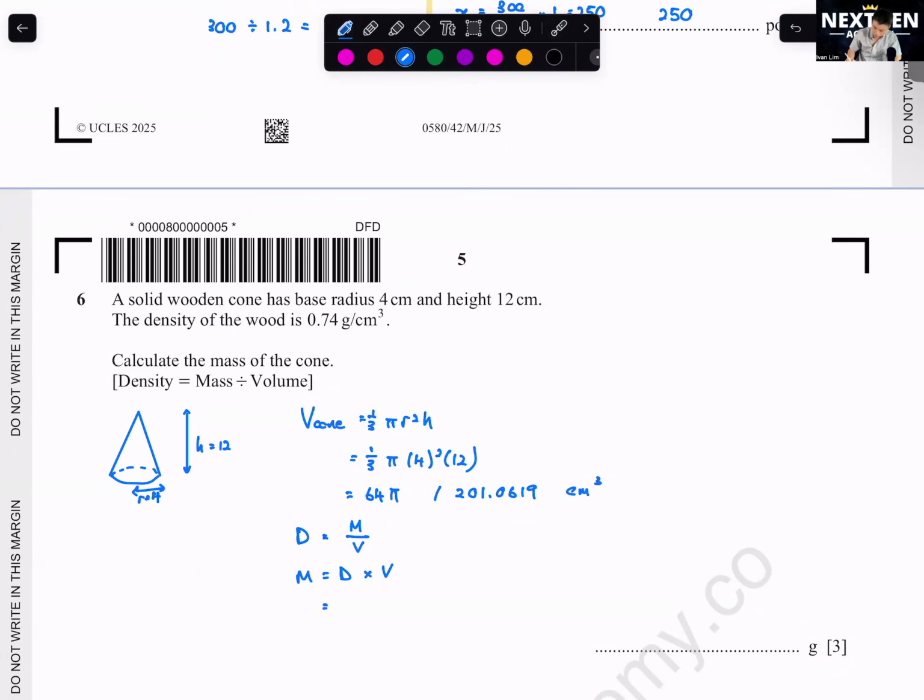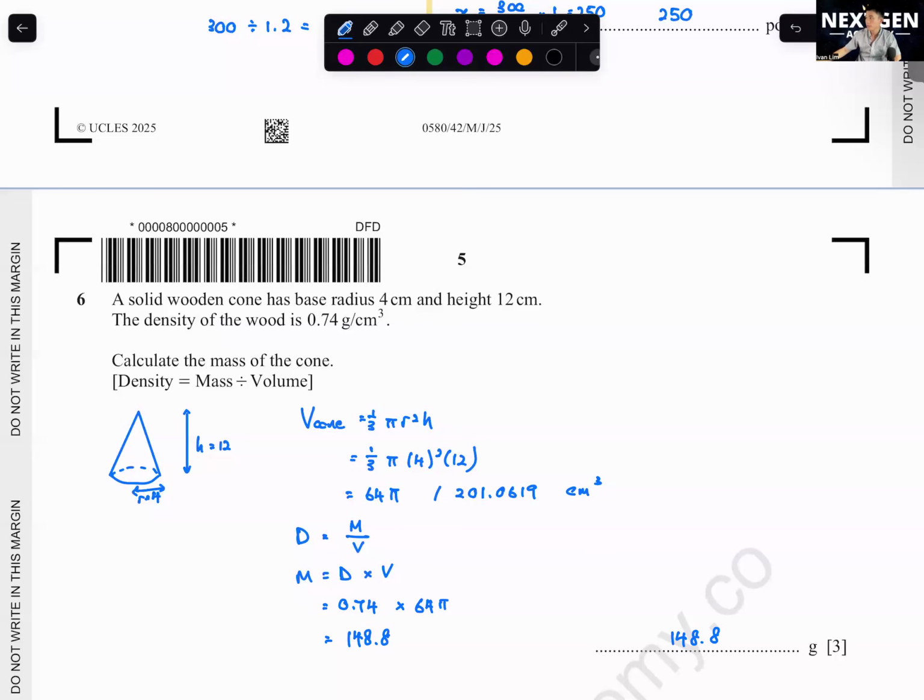So density 0.74 times 64 pi. Okay, I would prefer to use 64 pi. It will be a more accurate value. But your final answer, you'll write it as the decimal place. All right, so here we should get 148.8. If you want to write 149, also is acceptable because the instruction in front is given to you 3 significant figure. So they are not so particular for this one.